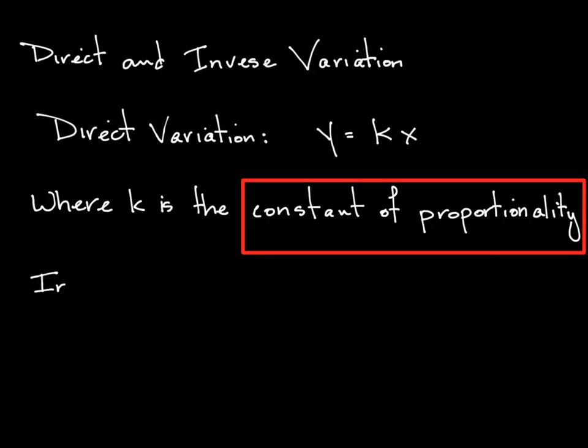For inverse variation, we'll start with our basic formula, which is y equals k divided by x. You notice here, as the x's get bigger, the y's are going to get smaller. We still have the k value, which is still the constant of proportionality.